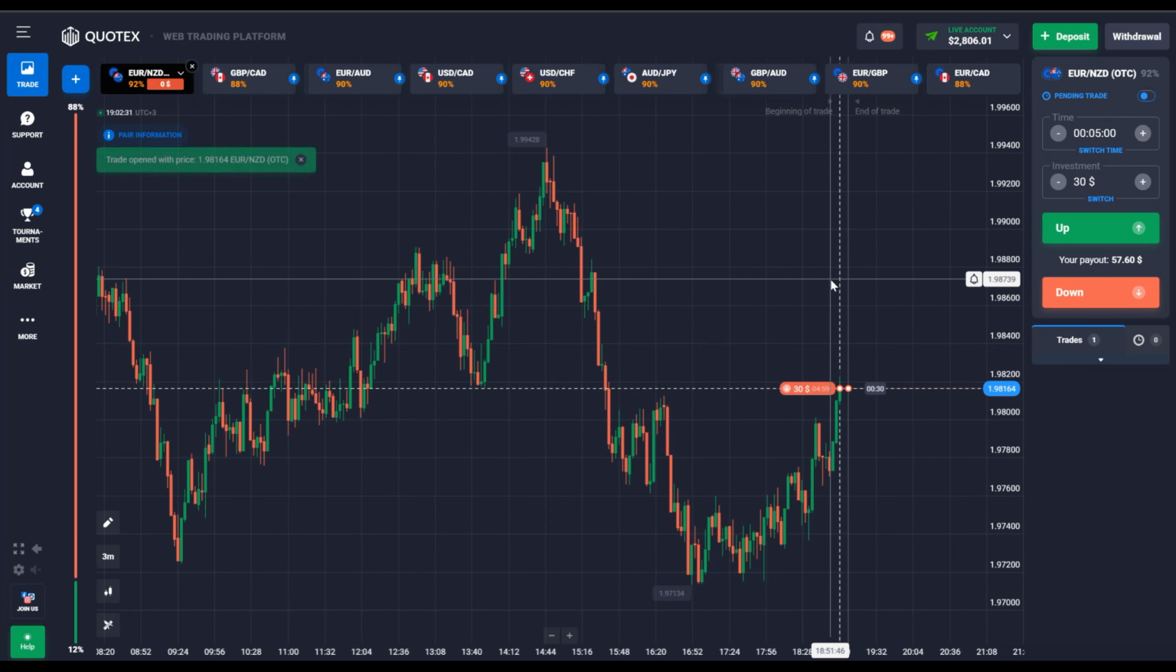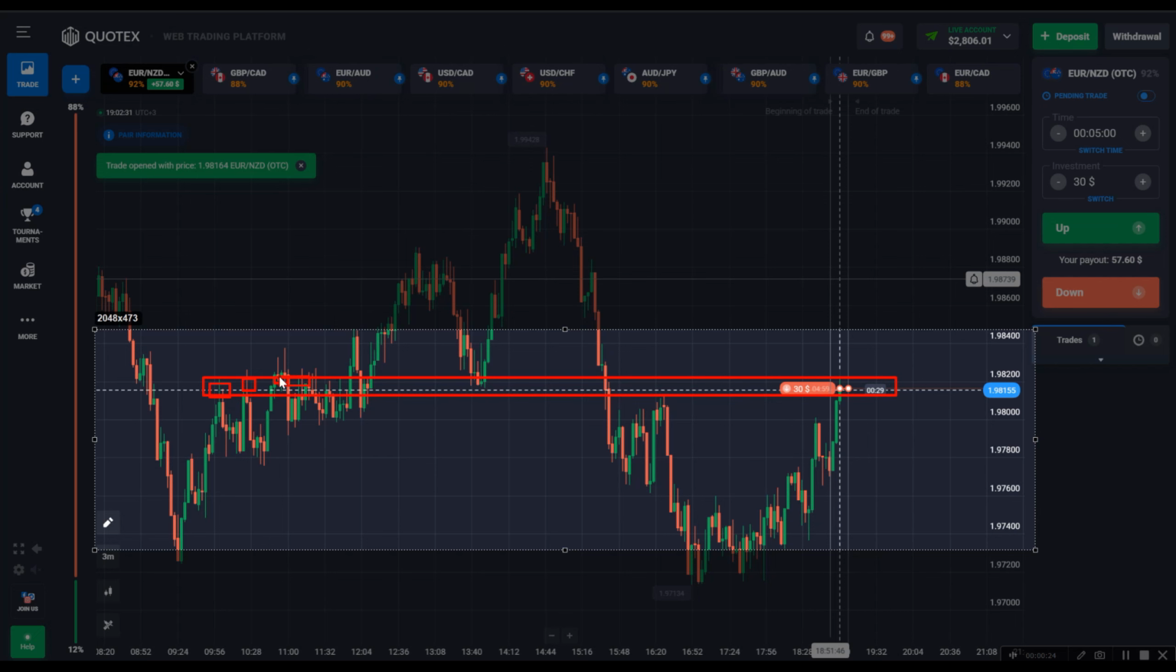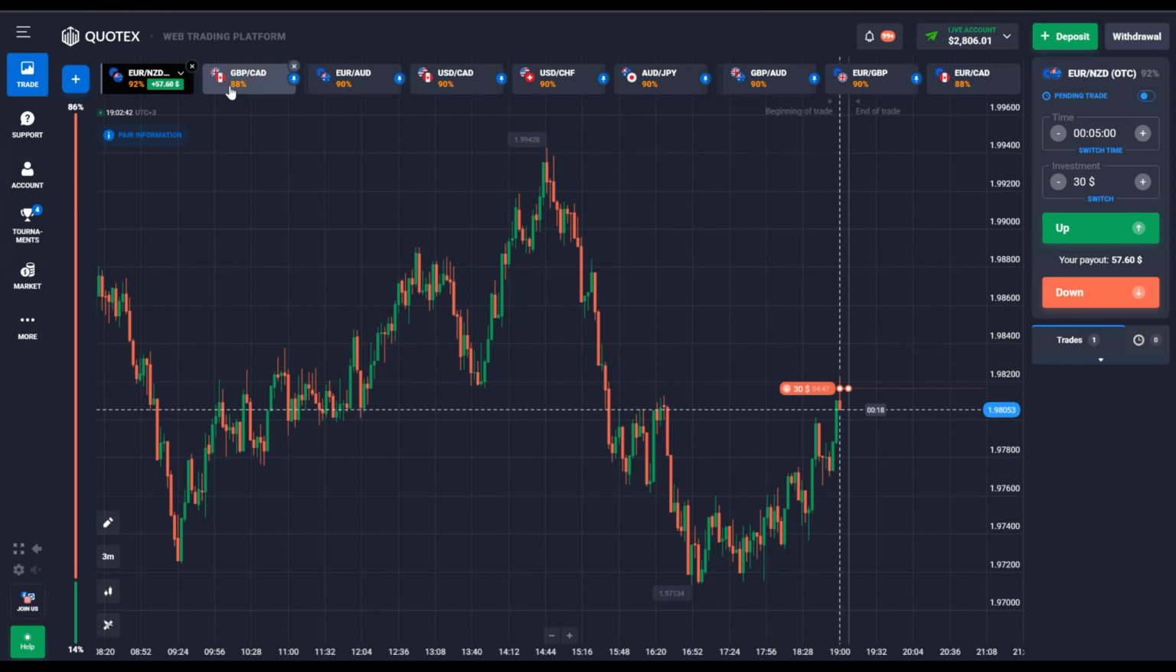Euro, New Zealand dollar, I'll open a down trade right away. The price is in the resistance zone. The zone is clearly visible to us. Price reversals from this zone are visible. I'm expecting the price to fall. Well, basically it has already started.